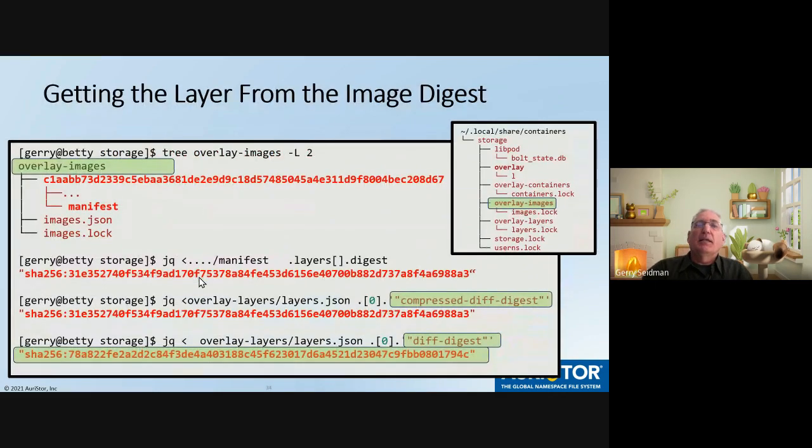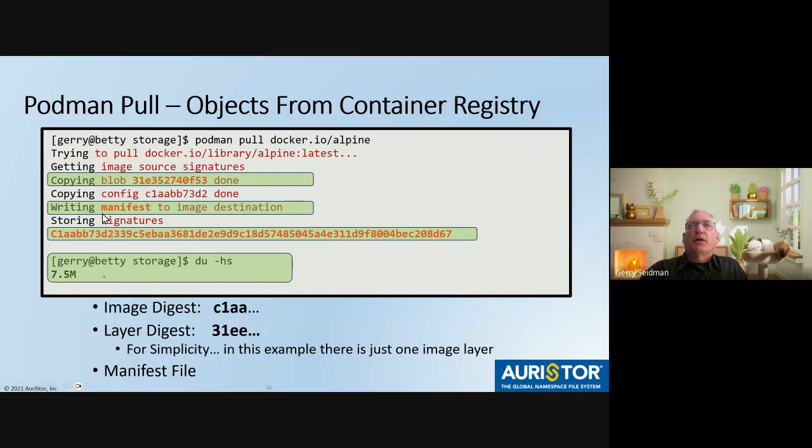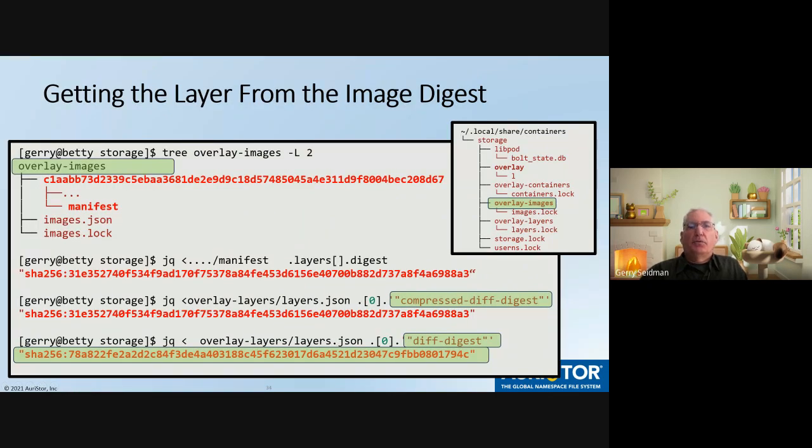So the way to find the actual digest of that layer is extracting stuff out of these JSON files. Again, I'm not going to talk it through, but the point I'm making is that you can now forget about the 31E blah blah blah, because it maps one to one to the 7A 78A blah blah blah. That's what we're going to watch.